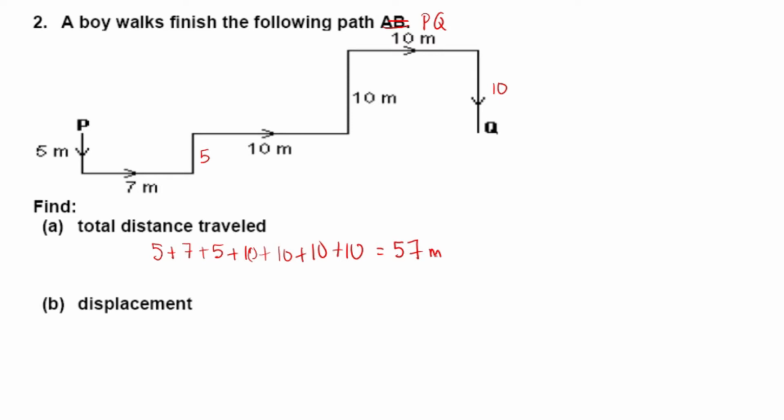So what's the difference between distance and displacement? Displacement is the shortest distance in a certain direction. So the shortest distance means you just go straight from P to Q here. So 7 plus 10, 17, and plus another 10 is 27 meters. So this is the answer for question number 2.